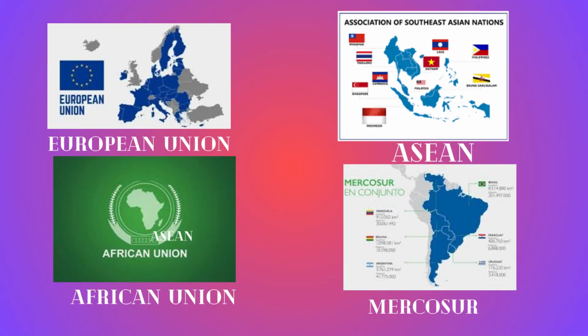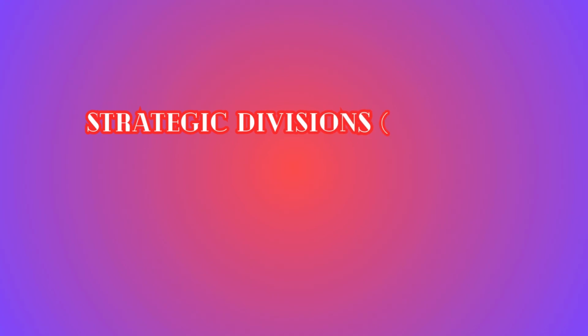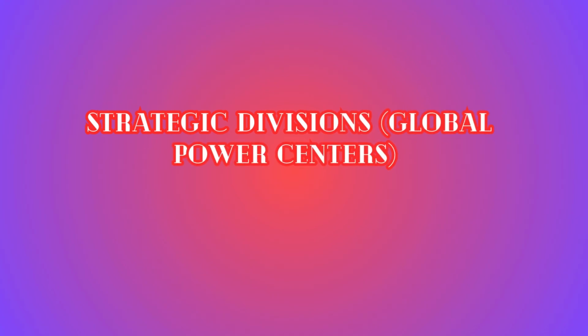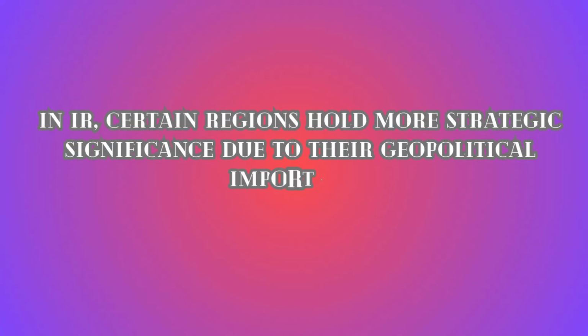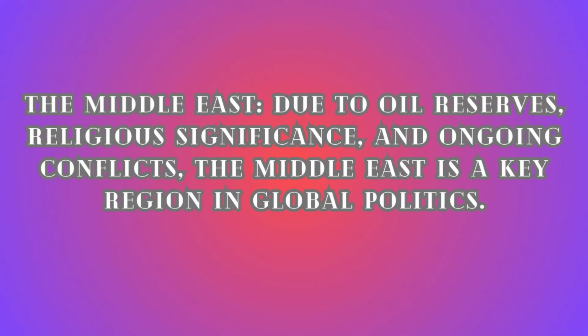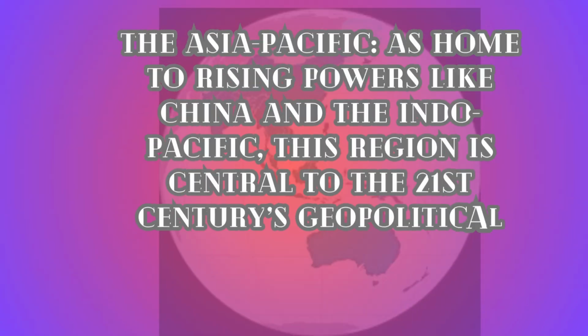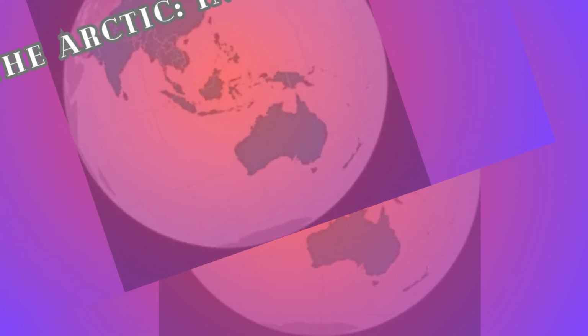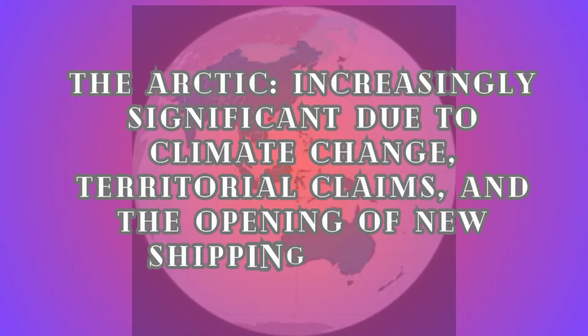Strategic regions in IR. Certain regions are considered strategically vital in global politics. The Middle East, because of oil, religion, and conflict. The Asia Pacific, due to rising powers like China and growing economic influence. The Arctic, now important due to climate change, resource access, and new trade routes.